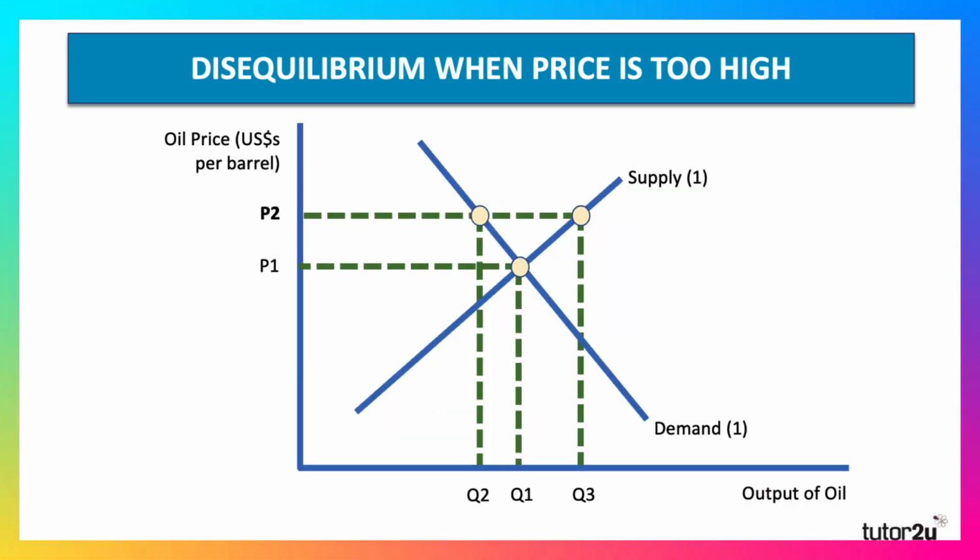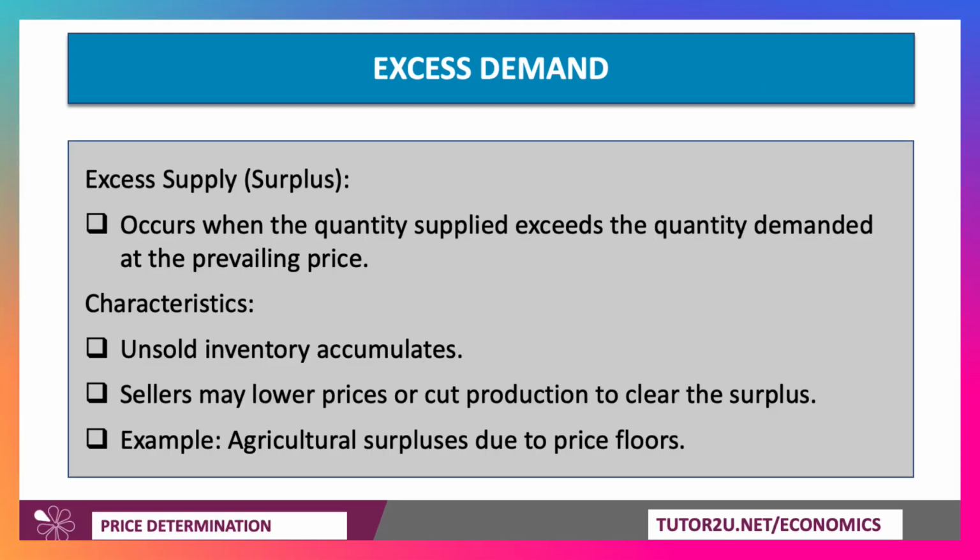So disequilibrium can happen when the price is deviated or misaligned from the equilibrium. Here's a good example where the price at P2 is too high. And at price P2, quantity supplied will be Q3, but demand will be Q2. There'll be a surplus in the market. And in that situation, there will be unsold inventory or stocks. And typically we expect to see sellers lowering their prices or cutting production to clear the surplus. So a good example there might be the farm surpluses we typically associate with guaranteed minimum price floors.